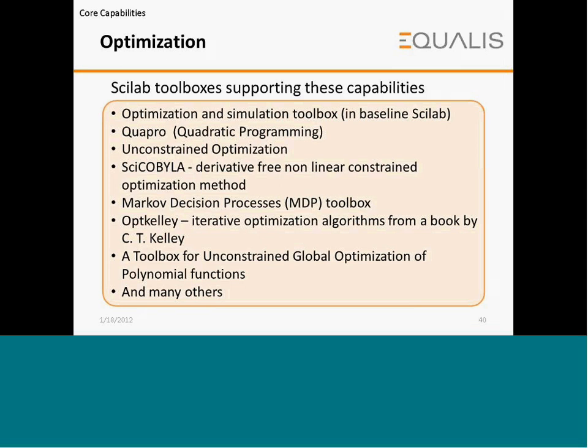Scilab toolboxes support the following capabilities for optimization. In baseline Scilab, there is an optimization and simulation toolbox. CoPro helps in quadratic programming. Scilab provides derivative-free non-linear optimization.